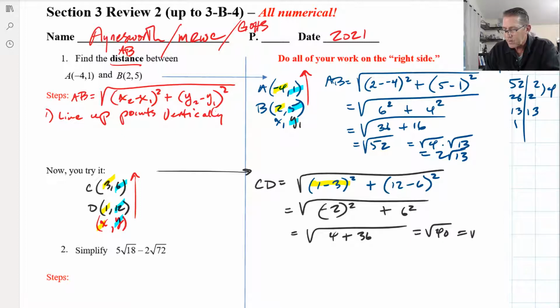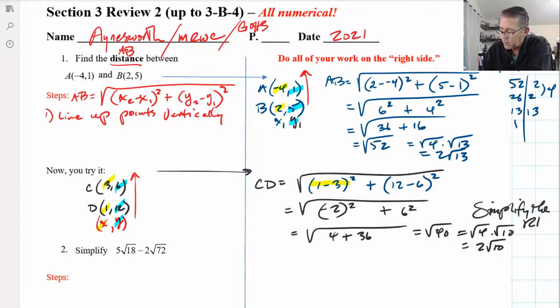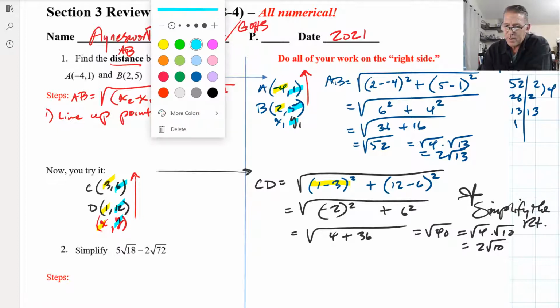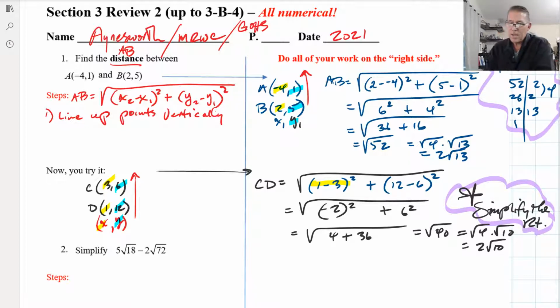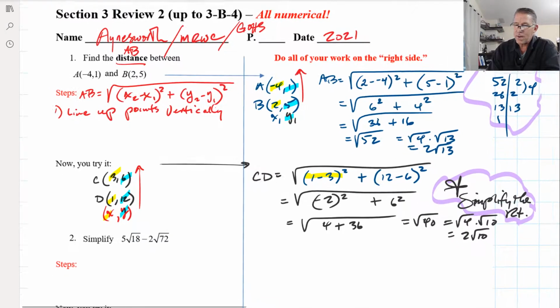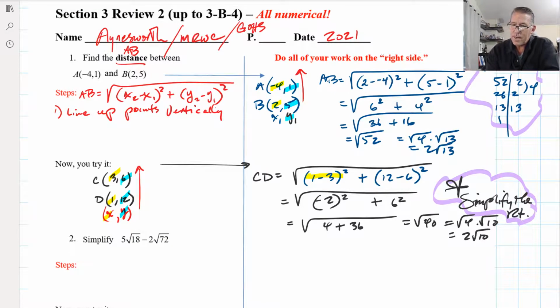Now the square root of 40 is the square root of 4 times the square root of 10. Why? Because 4 times 10 is 40, people. And you get 2 rad 10. So always simplify the root. Simplify the root, okay? Always do that. All right, let's highlight that. There we go. That's for you girls. Right there. All right, purple. Okay, rockin' and rollin'. All right, next one.